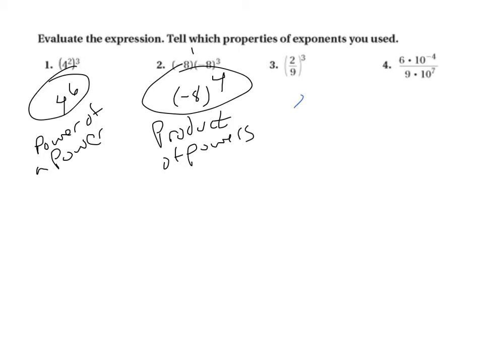Here we have 2 to the 3rd, 9 to the 3rd, and you can use your calculator to calculate these, that's why I'm not worried about it. This one is called power of a quotient.